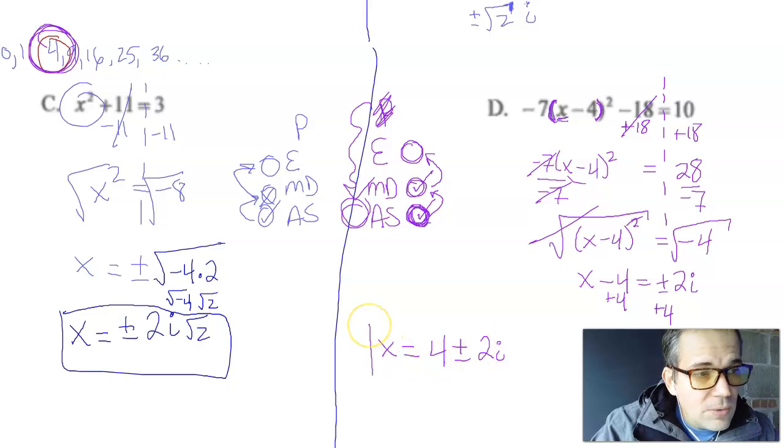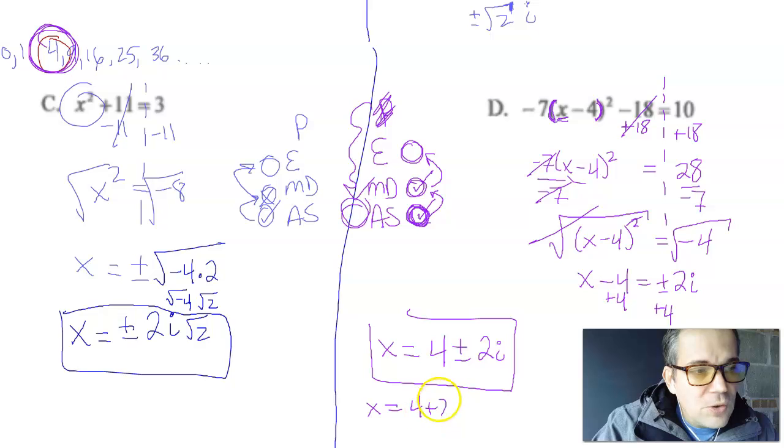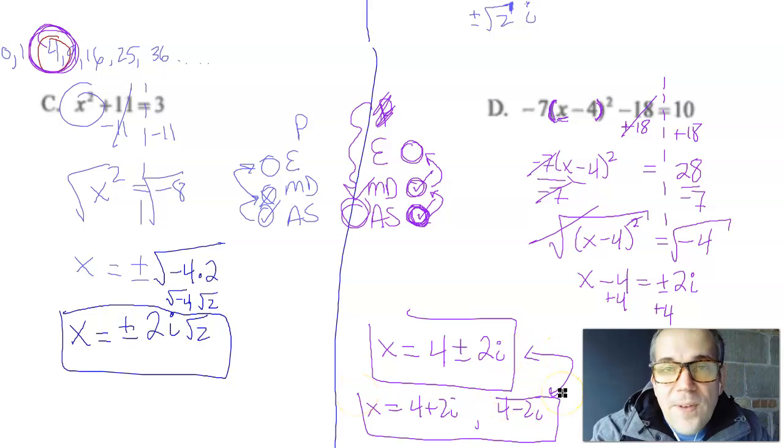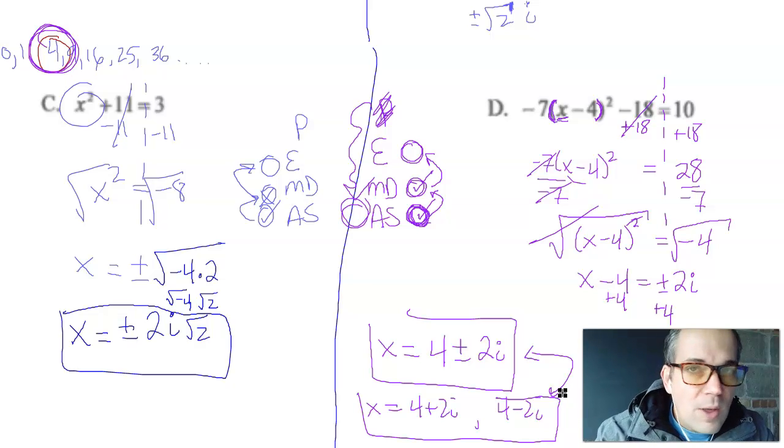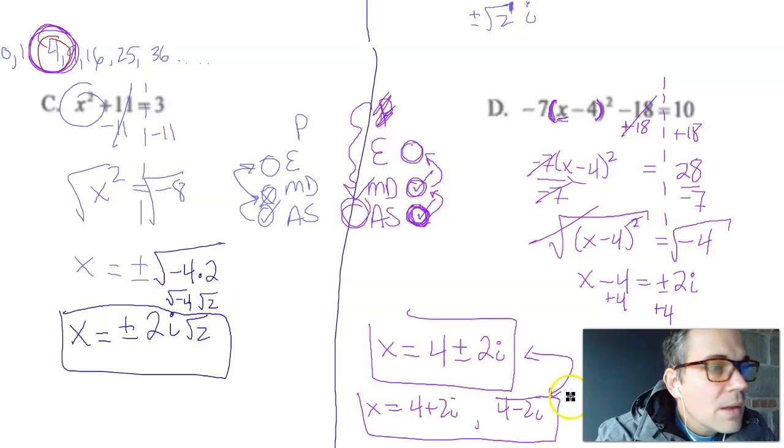If you want to, you can write this as x equals 4 plus 2i as one answer and 4 minus 2i as the other. I don't care which of these two things you pick. They're both fine answers. But what I don't want to see is people saying like 4 plus 2i is 6i or 4 minus 2i is 2i. Like that doesn't work that way. Because if one thing has an i and one thing doesn't, don't put them together. They're not like terms. That's it.